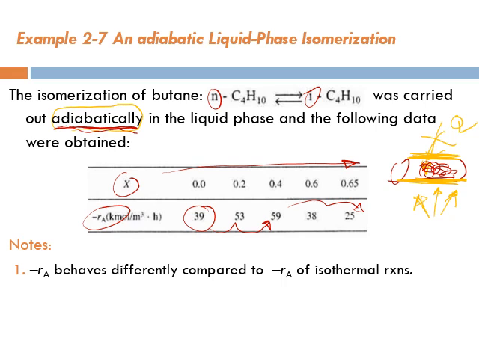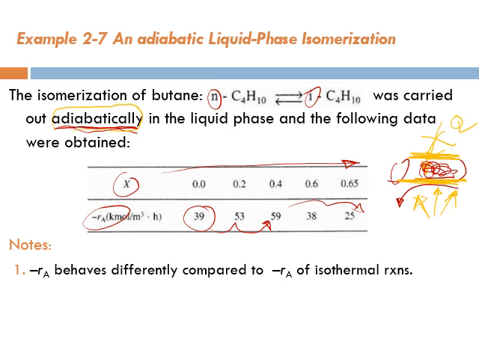And when it takes heat from itself, its temperature decreases. So you see that the temperature gauge goes down. Okay, so for an adiabatic reactive system, you see that the temperature has to change. Okay, great. So that's regarding temperature.